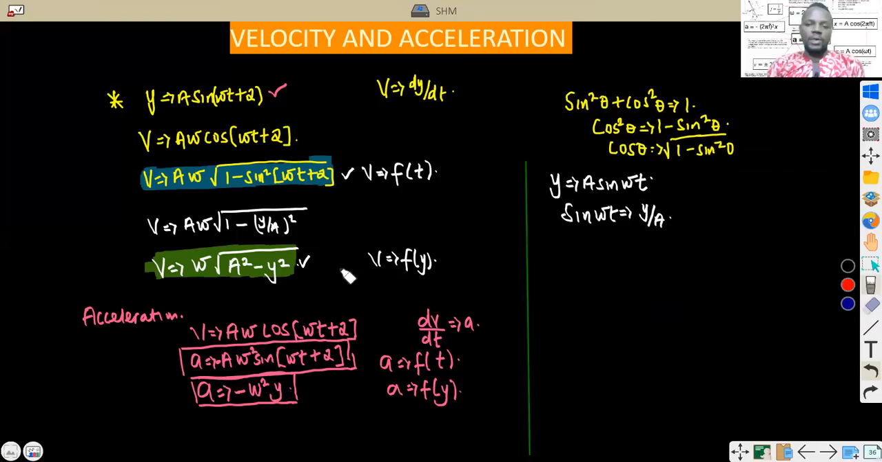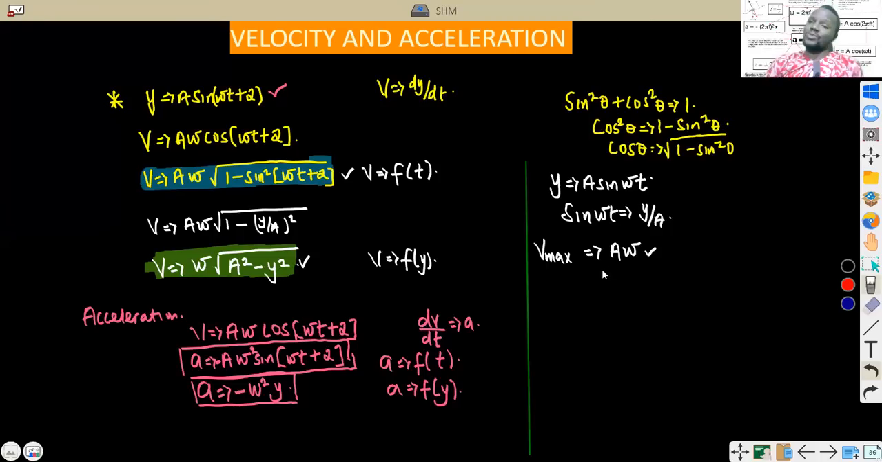Now, from the formula we have, at mean position, velocity is maximum. If at mean position velocity is maximum, x is 0 at mean position. So that means it has displaced what? Y equals 0. So the formula we use is what? V equals A omega squared. You say A omega, I don't know if you understand. V equals A omega. So keep this in mind.